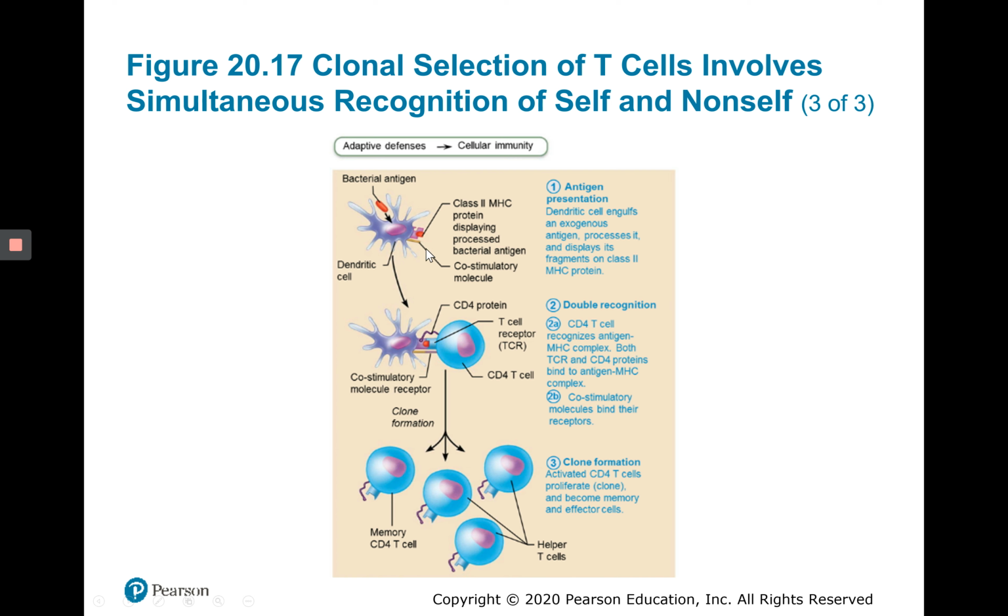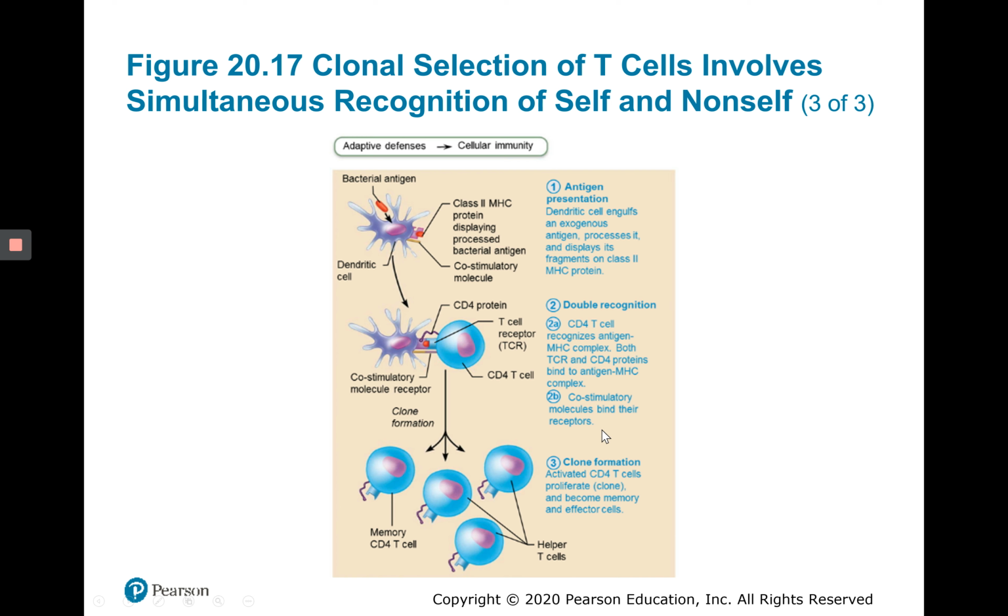We see that it also has a co-stimulatory molecule, and it's going to be able to combine next to the T cell receptor. This is a part of the double recognition, which not only requires the CD4 T cell to recognize the antigen MHC complex, but requires a TCR, which is the T cell receptor, and the CD4 glycoprotein on the T cell to bind to the antigen MHC complex. Depending on the type of T cell we're looking at, it might not be a CD4 protein, it could be a CD8, but we're looking here at a naive CD4 cell that when activated will become a helper T cell.